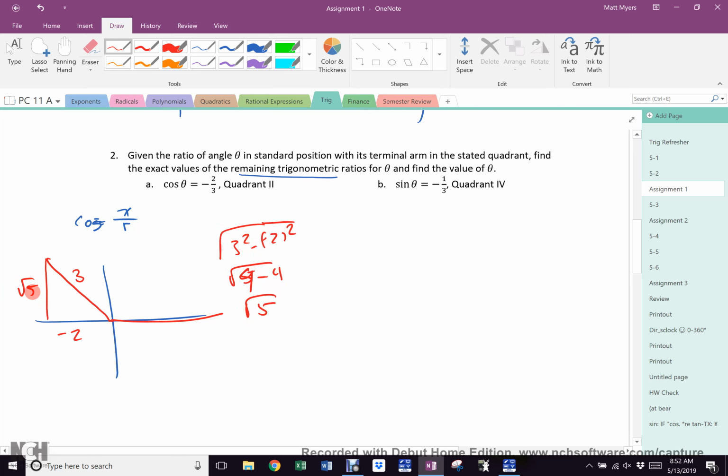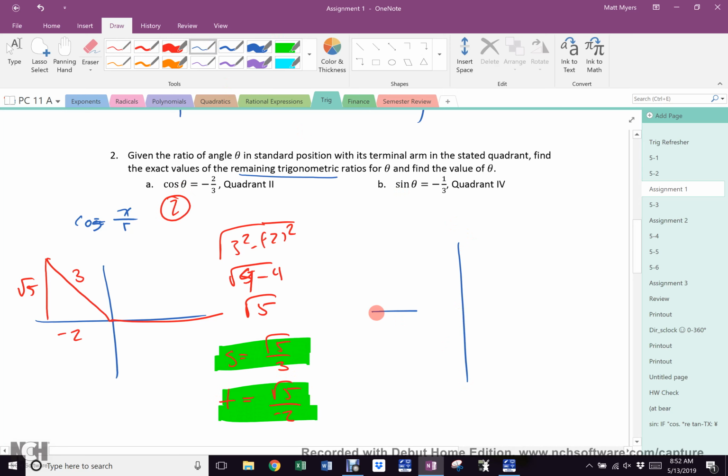Now I know the y value. Is it positive or negative? Positive. So sine is y over r, root 5 over 3. Tan is y over x, root 5 over negative 2. Done. These will be worth 2 each, because you had to understand the quadrants as well.